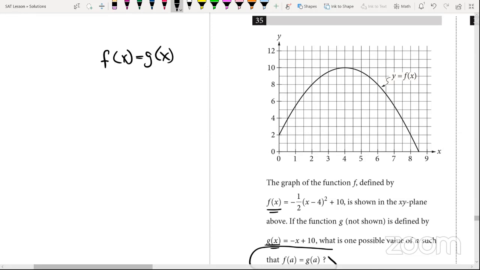But a is just some number, and so they're saying that when we plug in some number on the x value, it's equal to plugging in some number on the x value for the g function. So if you do it for the f, it's equal to doing it for the g. So basically set f equal to g. So -1/2 x minus 4 squared plus 10 equals -x plus 10.